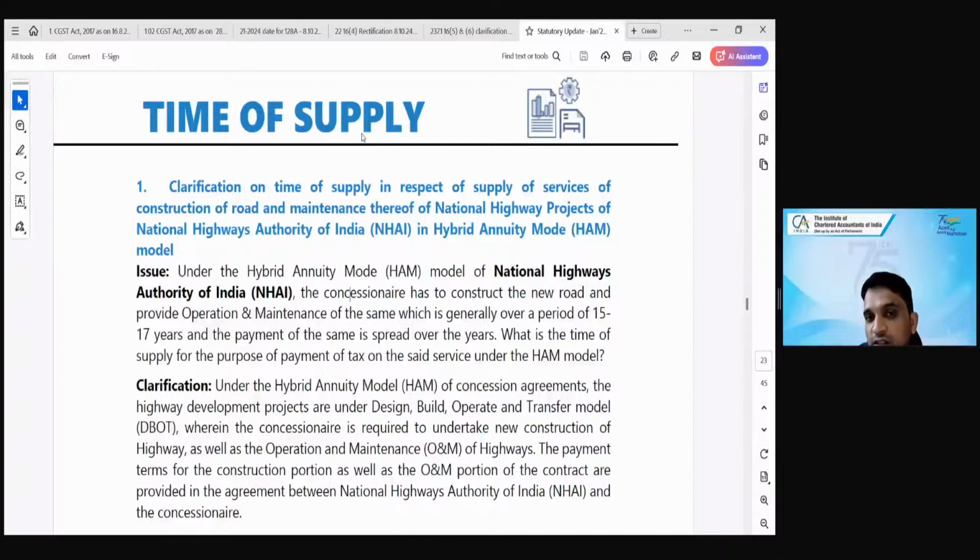How will he get money for his services? So he will buy the road materials, he will buy the stones, he will buy the various other products, and he will lay down the road, correct? So for that, he will raise the invoice. So the concessionaire is the one who will raise the invoice.